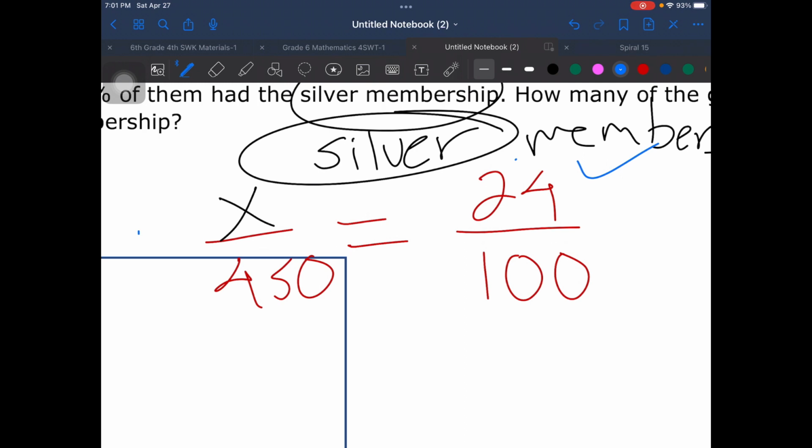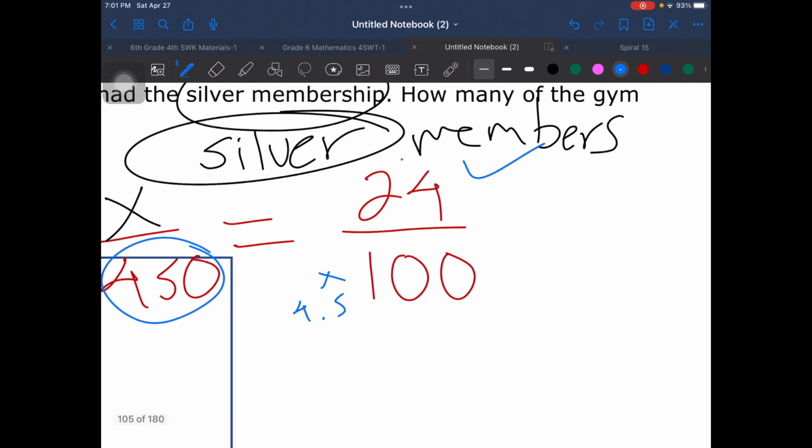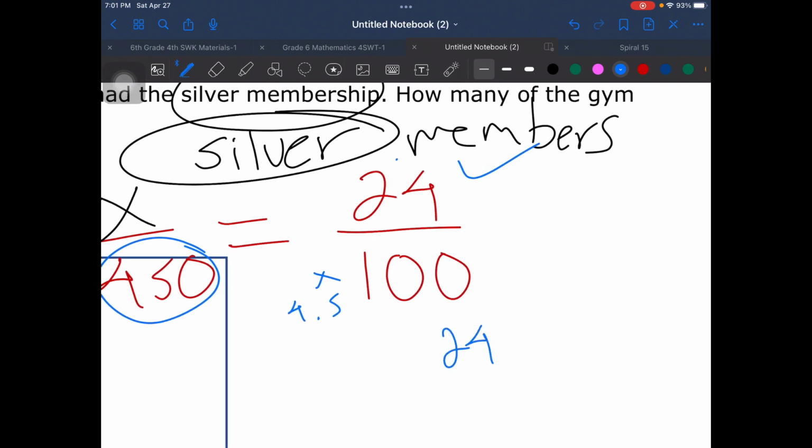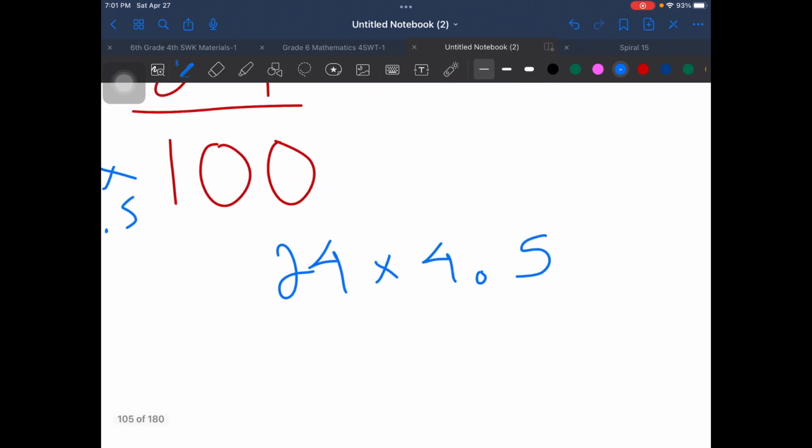So, we use Wakanda forever. 100 times 4.5 will give you 450. So 24 times 4.5 will give me the answer for how many silver members we have. That's 20, and then 16, 26, 28, and then that's 1,080 with 1 decimal point, so 108.